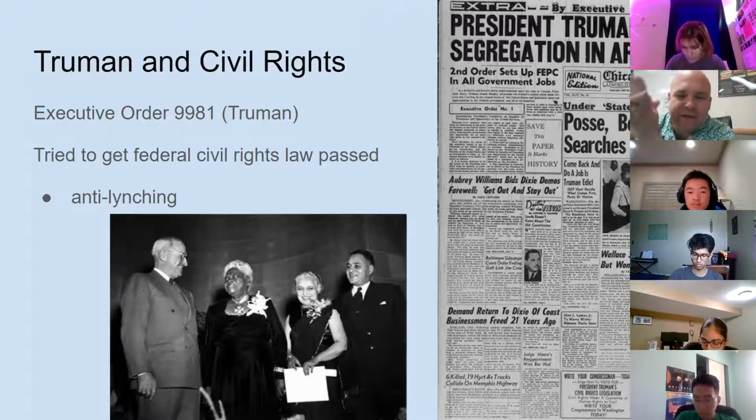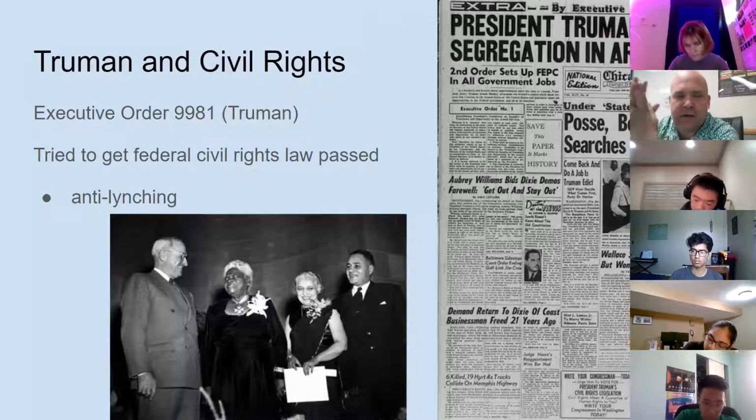Truman is going to spend a significant portion of his time trying to fight other racist issues, right? He's going to look at lynching. He's going to try to make lynching a federal crime. He's going to get shot down. Congress will shoot him down. They won't let him do it. He's not going to have a lot of big successes, but the executive order to the military is a big one. That's one that deserves some time. Cool? I have a question.